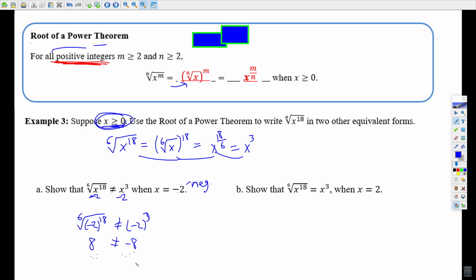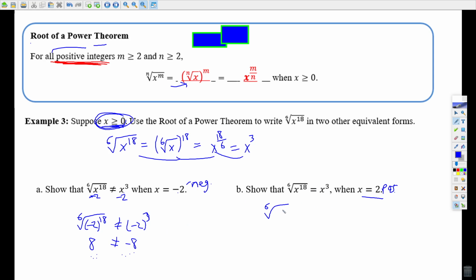Not the same. Now watch how this differs when we go over here and use a positive number. Then we will show that they're the same. So if we do the 6th root, now I guess I could have put that in that calculator. Let me see what that is. Negative 2 to the 18th power. I don't particularly like it. It's only 262,144. I guess I could have done that, but oh well.